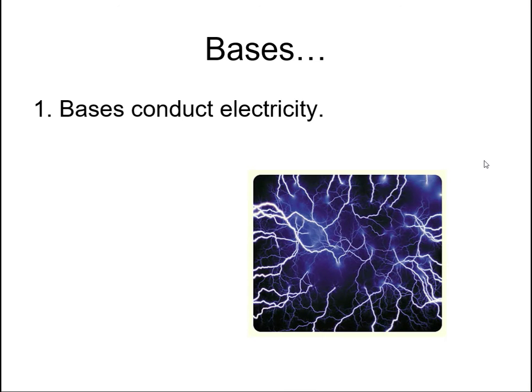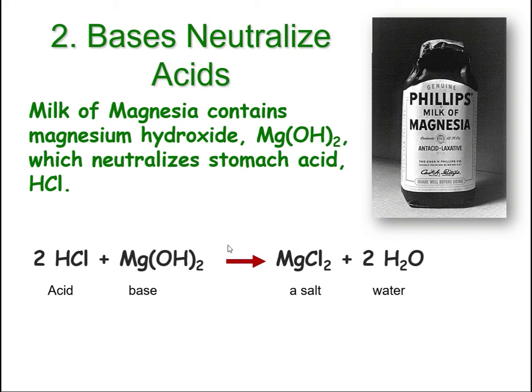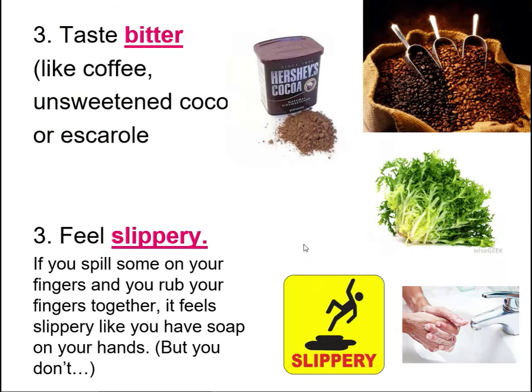And then bases, they also conduct electricity because they also are ionic compounds. They also will do the neutralization, it's just backwards. So in this case, the magnesium hydroxide, which is found in milk of magnesia, will react with the hydrochloric acid to neutralize. Again, an acid and base will work against one another to make a salt and a water. Here the salt is magnesium chloride, not sodium chloride. Anything that happens to be an ionic compound can be considered a salt as long as it's not an acid or a base.